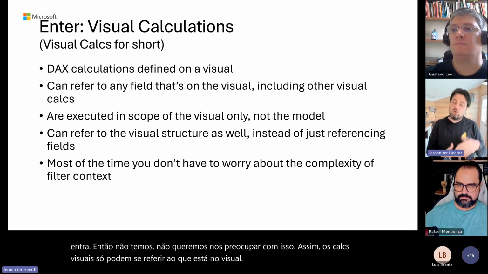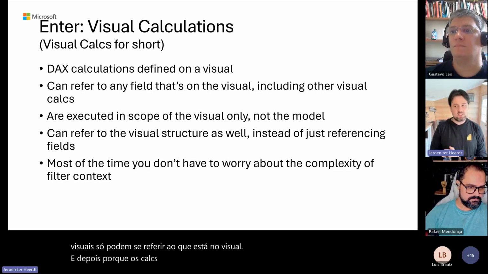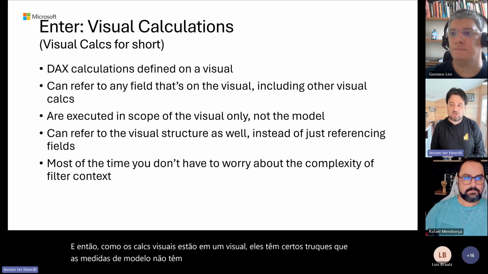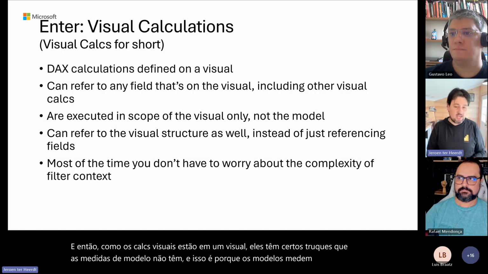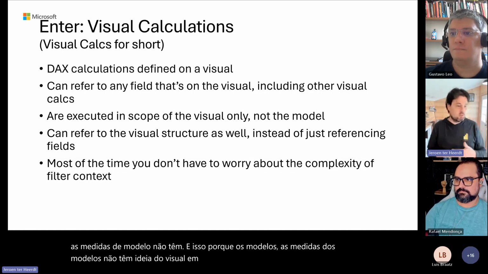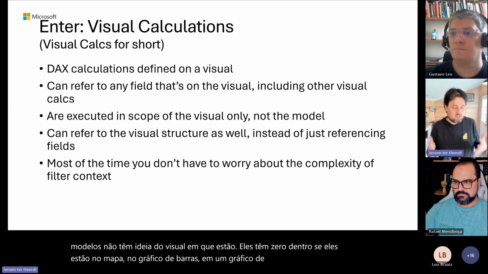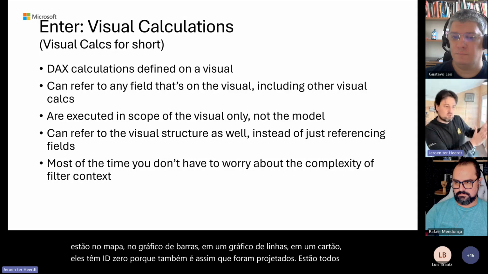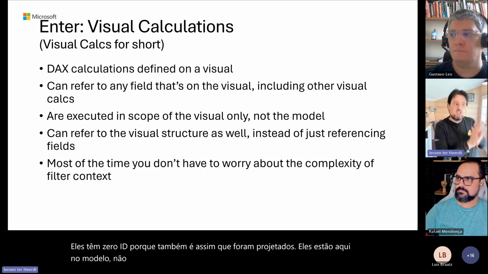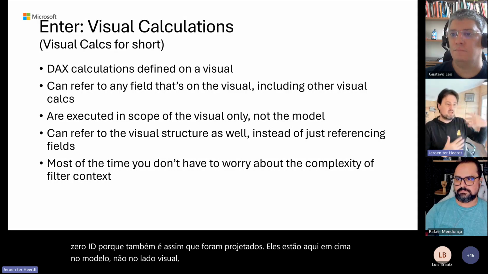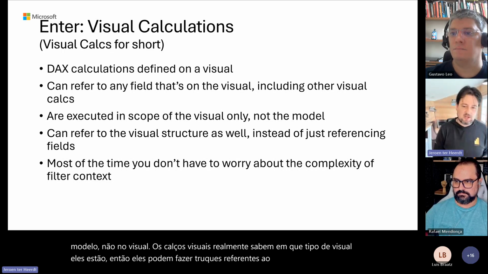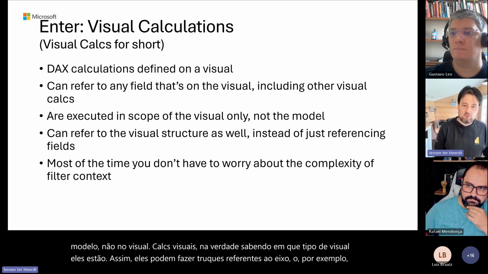And then because visual calcs are on a visual, they have certain tricks that model measures don't have. And that is because model measures have no idea of the visual they're on. They have zero insight whether they are on a map, on a bar chart, on a line chart, on a card. They have zero idea, because that's also how they were designed. They're all the way up here in the model, not on the visual side. Visual calcs actually know what type of visual they are in. So they can do tricks referring to the axes, for example, the horizontal or vertical axes of a visual. And I'll show you that in a second.